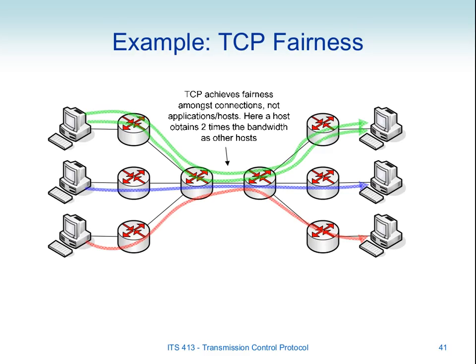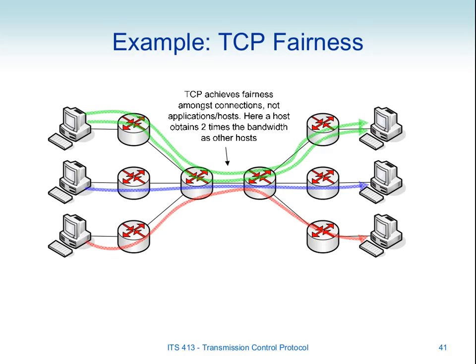If the red one realizes I'm only getting a quarter of this capacity, then install an application that uses three connections. Okay? The red one, if they use three connections, then we have a total of six connections sharing that link. The red one is going to get a half, the green one two-thirds, and the blue one one-third. And that's how download managers can increase their performance. And we'll see later peer-to-peer file sharing applications. By having multiple TCP connections, you can increase the throughput for your application. Okay? So TCP is fair amongst connections, but not necessarily amongst applications.